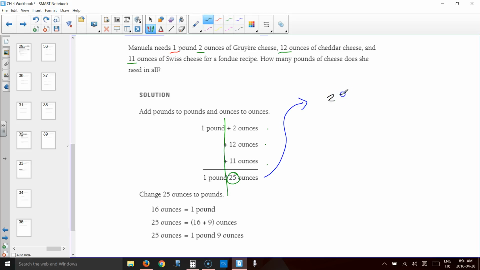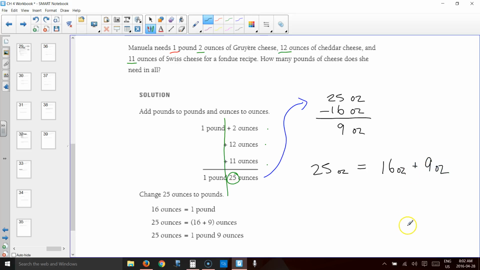So 25 ounces. And we know that there's 16 ounces in a pound. How many times does 16 go in there? It'll only go in there once. Let's just take that away. 16 ounces. The difference is 9 ounces. So if we take a pound out of the 25, then we are taking out 16 ounces and we're left with 9. So 25 ounces is essentially a pound, or 16 ounces, plus an additional 9 ounces.